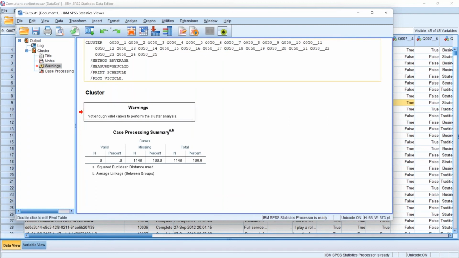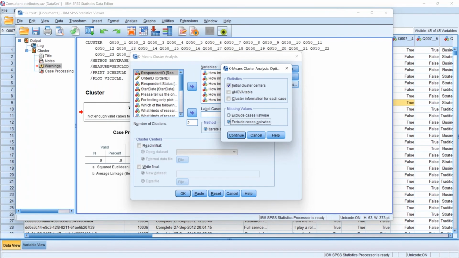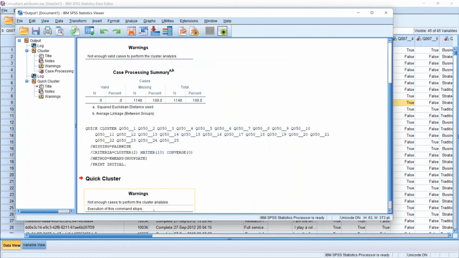That's disappointing. Those of you that are technical SPSS gurus will know that there's a bit of a trick. If you've got a lot of missing data, you want to be using the k-means, and you want to be choosing this option called Exclude Cases Pairwise. That's going to solve my problem, isn't it? Bong, not enough cases to perform the analysis. Let's go back to Displayr and try and understand what has gone on here.